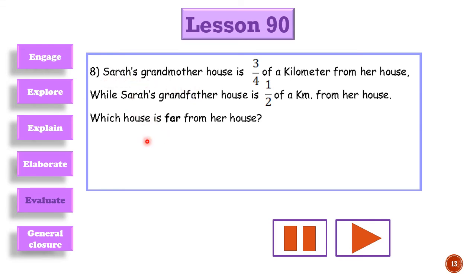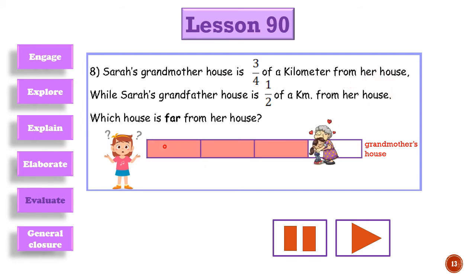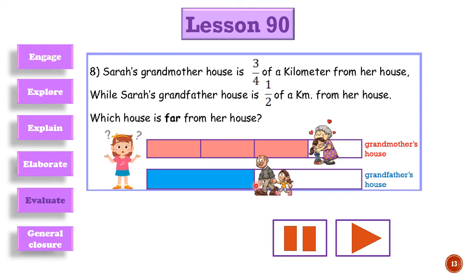Here is Sarah, and her grandmother's house is 3/4 of a kilometer from her house. If we draw our fraction part, it will be divided into 4 equal parts and shade only 3 parts out of 4. Then the grandmother's house will be here. While Sarah's grandfather's house is half a kilometer from her house. If I draw a fraction part divided into 2 equal parts, the grandfather's house will be here, just one part out of 2.